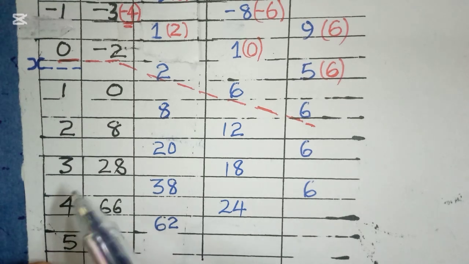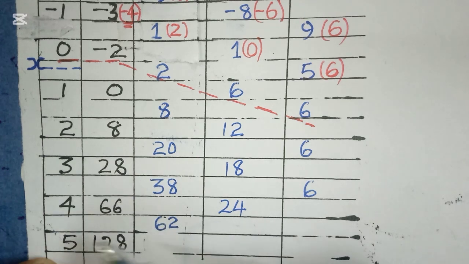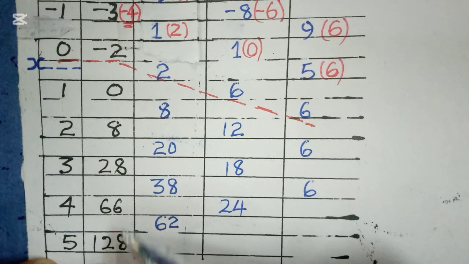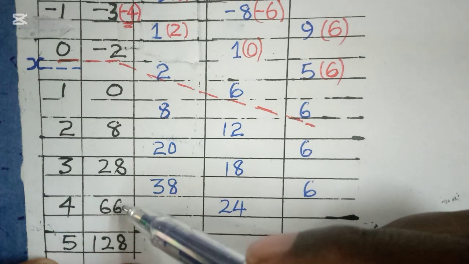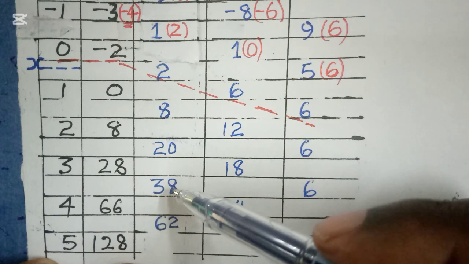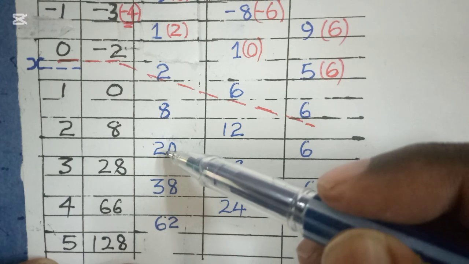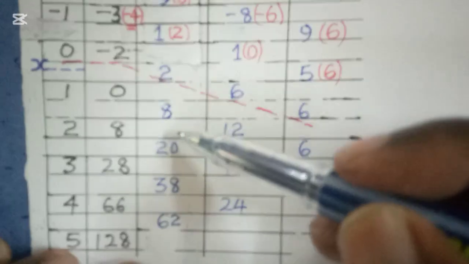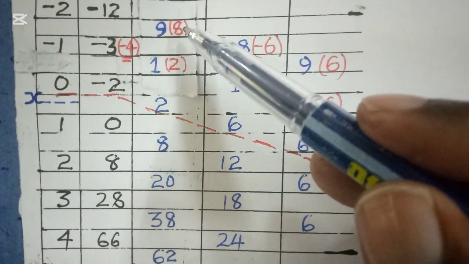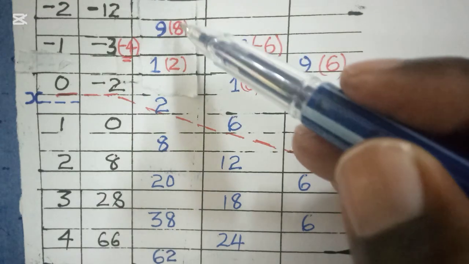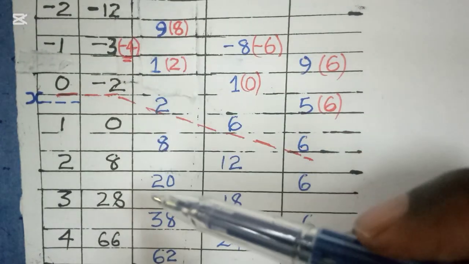After writing both entries, that is for x and for f(x), I say 128 minus 66, you get 62. 66 minus 28, you get 38. 28 minus 8, you get 20. I wrote all these numbers as shown. I had not shown the ones marked with red. The ones marked with red are not for now.